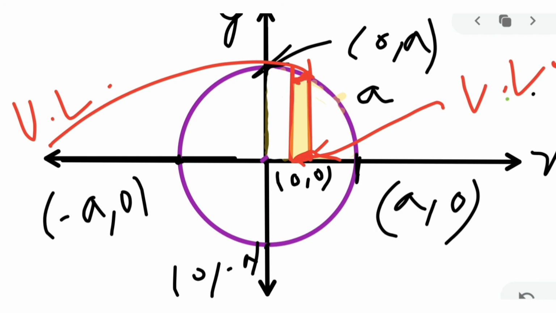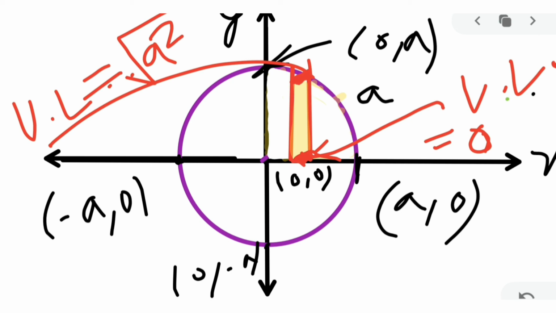So lower limit, we can see it will be 0. It's touching this point of x-axis, so it is y equals to 0. Equation of x-axis is y equals to 0. So lower limit is 0 and upper limit will be, it is touching a circle here too, so upper limit will be root over a square minus x square.